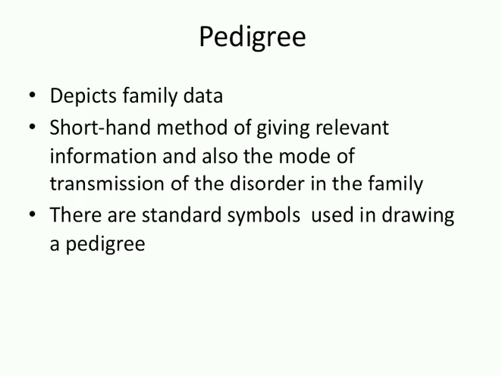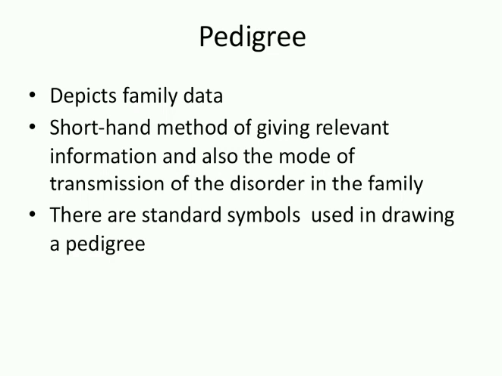In this class we are going to concentrate mainly on the mode of inheritance, that's Mendelian disorders. So before going to learn about that, we should know something about pedigree. Pedigree depicts family data. If a patient comes to you in your clinic with some clinical manifestations, you suspect it to be a genetic disorder. Then you ask the history of the patient, you collect the family history, mainly concentrating on the first degree relatives like parents and siblings.